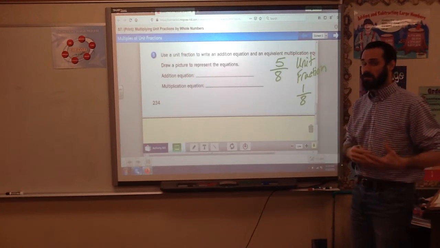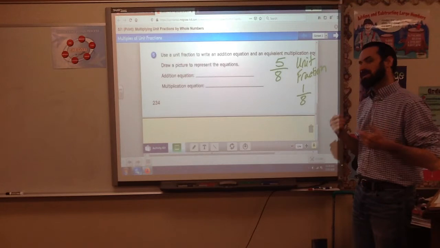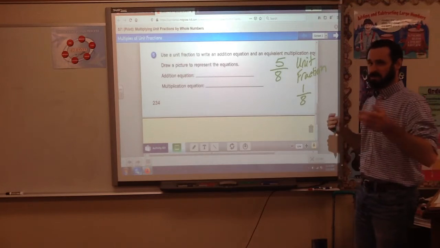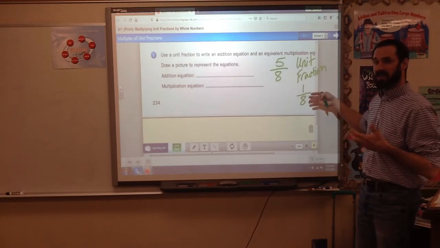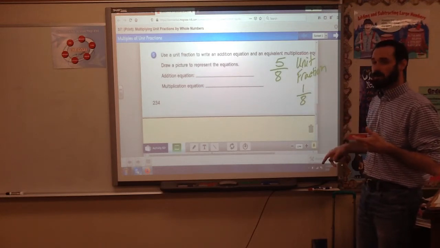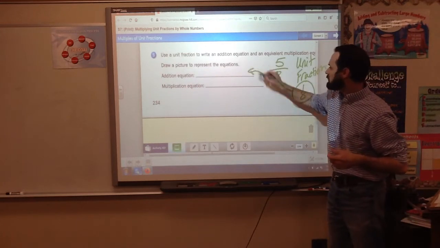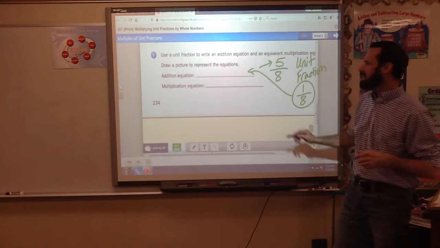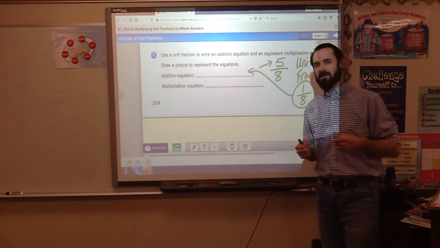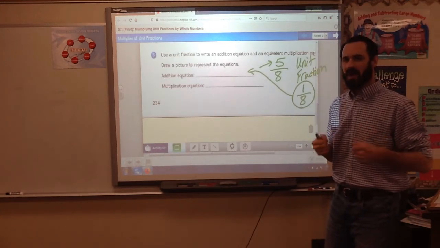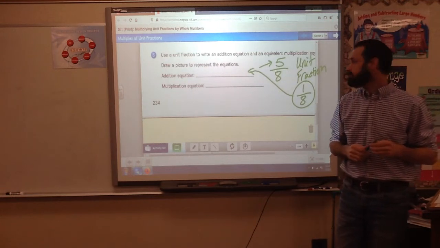You can have 1 out of 8. You can't have 0.5 out of 8, because then you'd have 1/16. It changes the whole thing. That's some advanced thinking there. But that's the smallest piece of eighths you can have, 1/8. So you're going to use this unit fraction to write an addition problem that equals 5/8. And also write me a multiplication problem. Go ahead and pause the video, take the time that you need to work, and when you're ready, hit play, and then I'll work through it with you and you can check your answers.